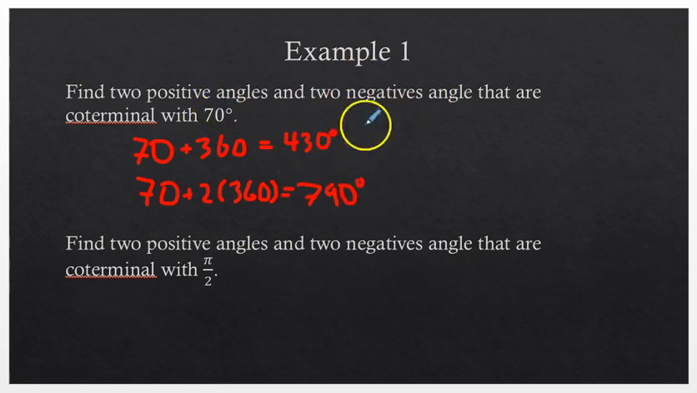And then I need to do the opposite direction. They want me to find two negative angles. So that means I'm going to need to subtract 360. And they want another one, so I'm going to subtract 360 again, or you can think of it as 2 times 360. Same thing.